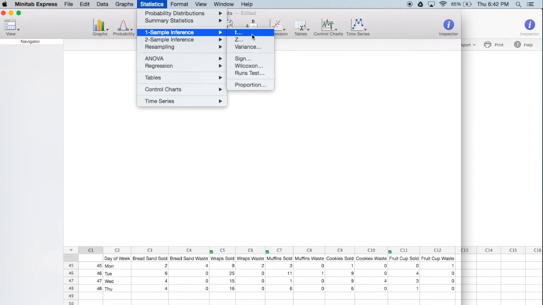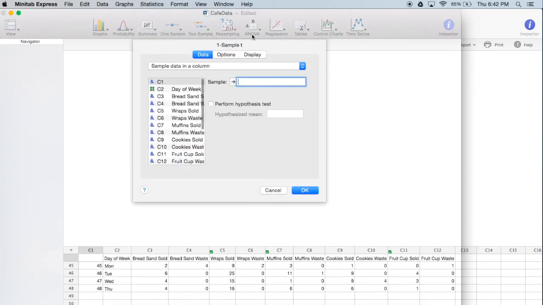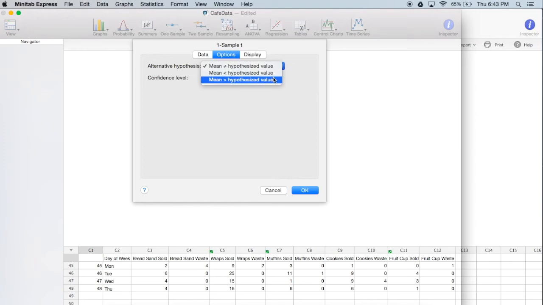We do not have the population standard deviation. So we're not going to use z in this case. We're going to use t. We want to know if the number of muffins sold is greater than 5. Under options, we'll need to change this to a right-tailed test because we want to know if the population mean is greater than 5.